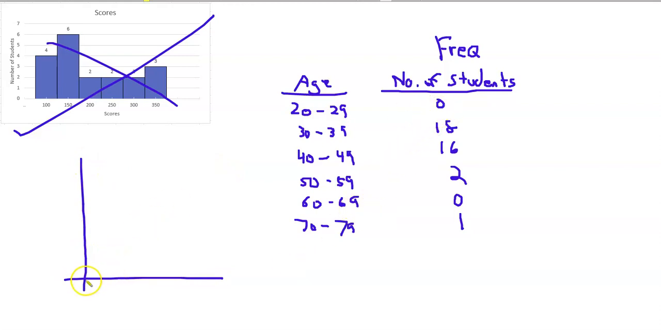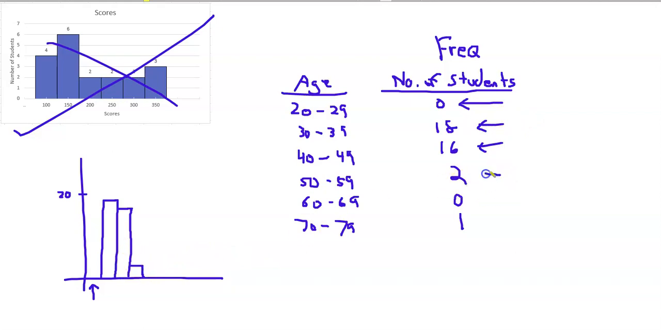The first bar should be non-existent because the frequency is 0. So there'll be a little gap right where the first bar would go. Then the next bar goes all the way up to 18. Just pay attention to your scale, and it would be something close to 20, a little bit below 20. Then 16, so maybe something like that. And then it drops all the way down to 2, something really small like that.